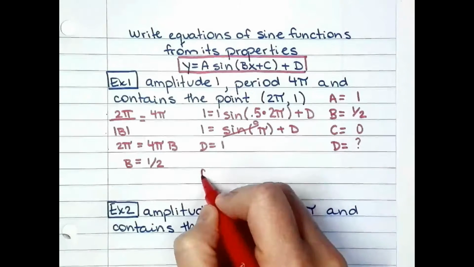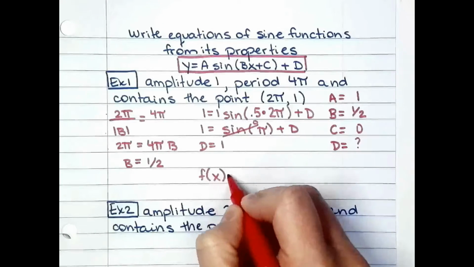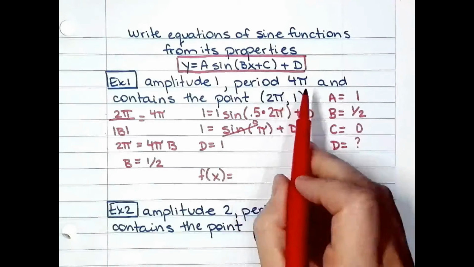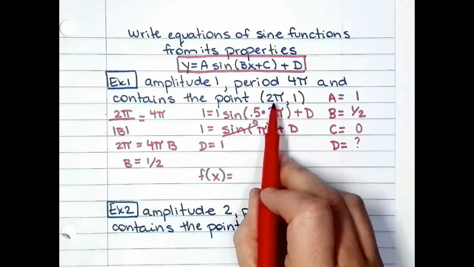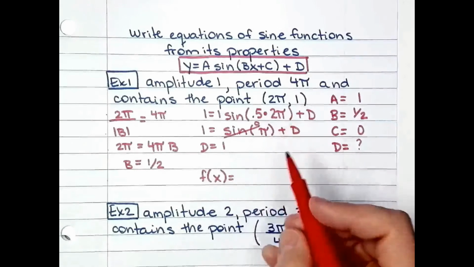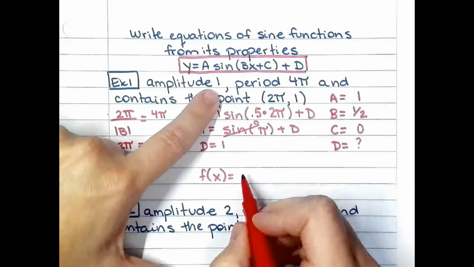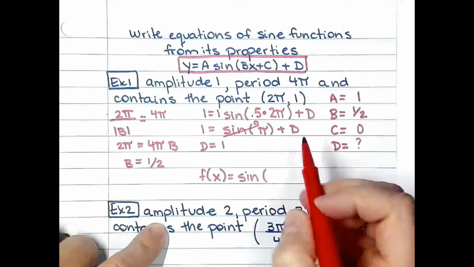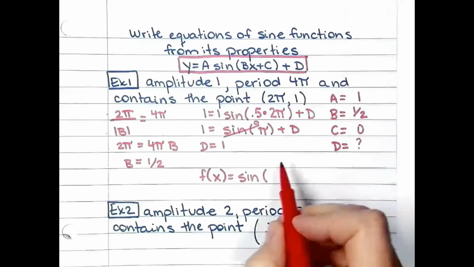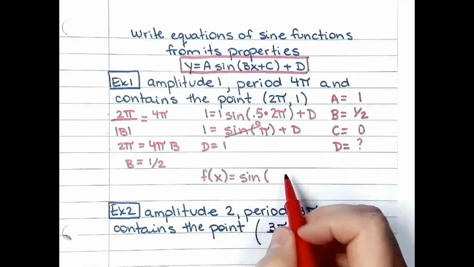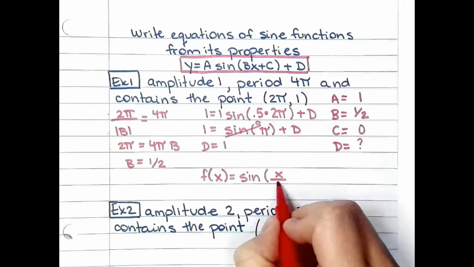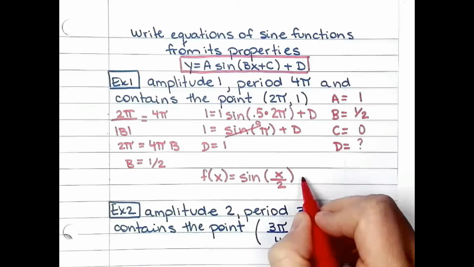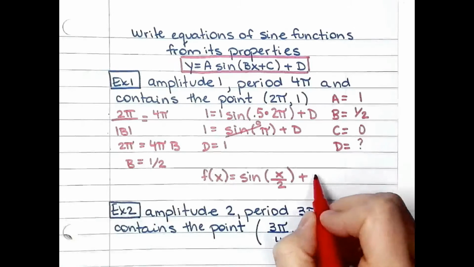Now I have everything I need to write the equation of the sine function with amplitude 1, period 4 pi, that goes through the point (2 pi, 1). Amplitude is 1, so I don't have to write it, just sine. B is half, so half x, which I can write as x over 2. C is 0. And then plus d, which is 1.